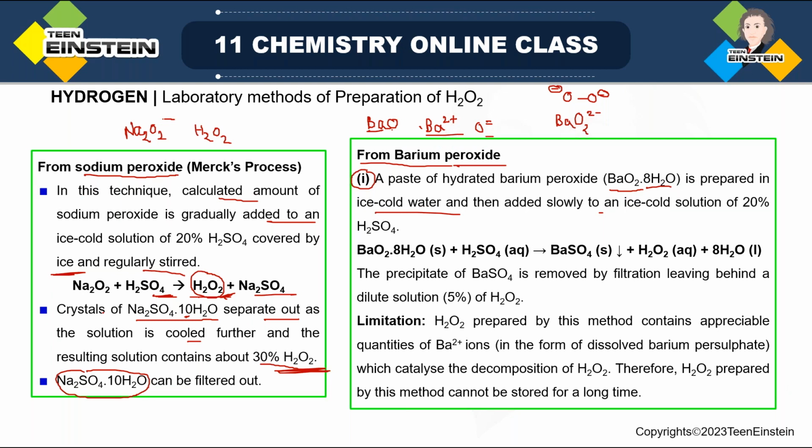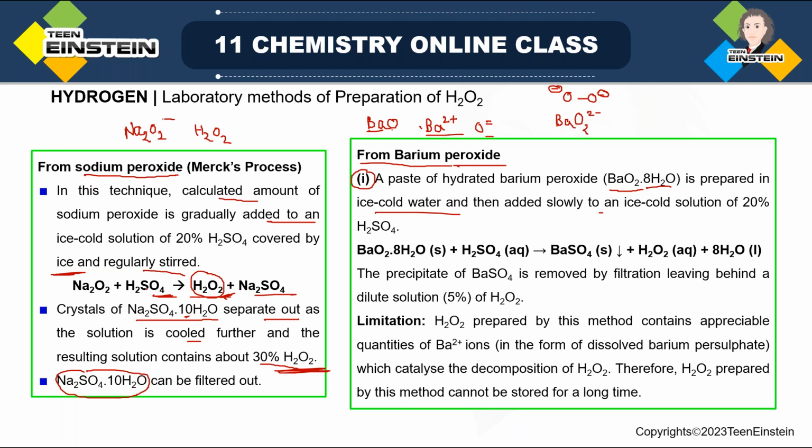In the previous case also, the Marx process, we used an ice cold solution, because there is a chance that H2O2 can be decomposed. Once we are obtaining it as a product, we have to take care that it is not further decomposed. It is prone to decomposition. So that is why temperature maintenance, ice cold solution, should be taken care of.